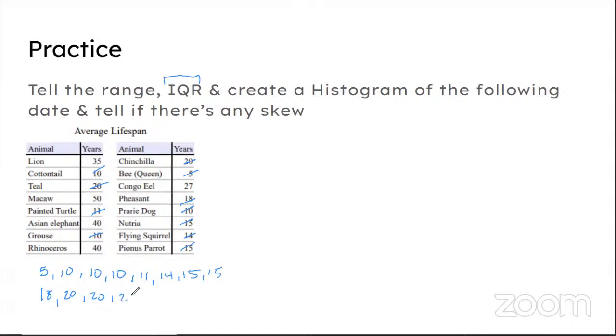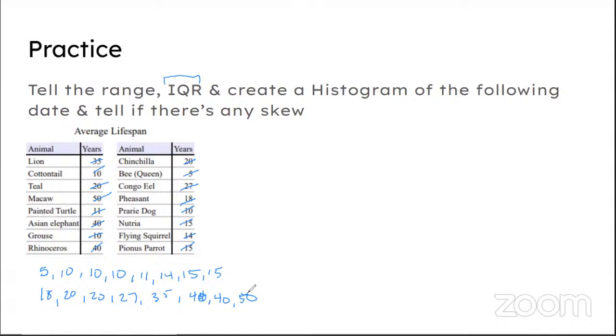Wow, okay, so it jumps to 27. And then from there, it's going to jump to 35. And then 2 40s. Oops, 40 and 40, and then a 50. All right. I believe that's all of our data. Let's count it just to be sure. 1, 2, 3, 4, 5, 6, 7, 8, 9, 10, 11, 12, 13, 14, 15, 16.